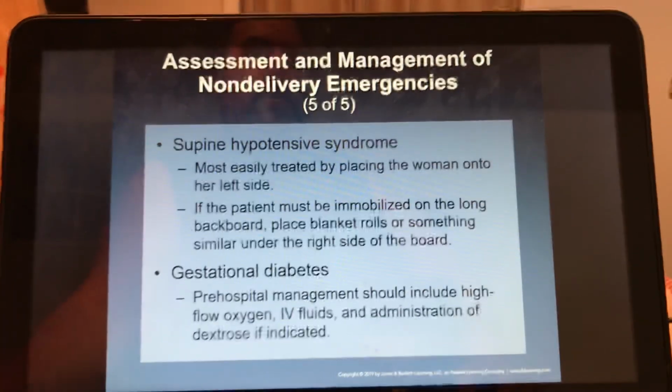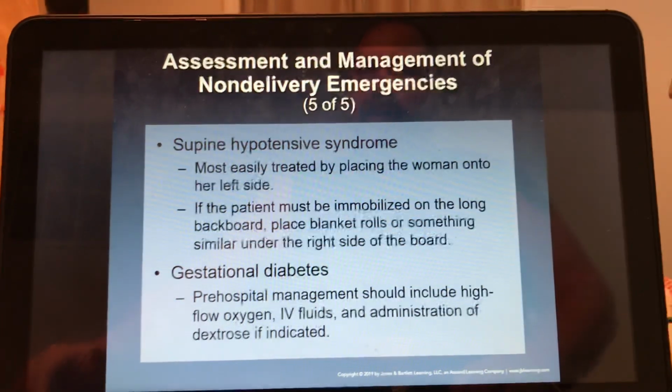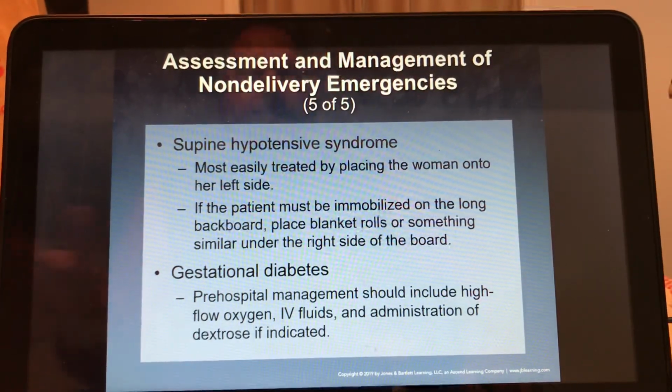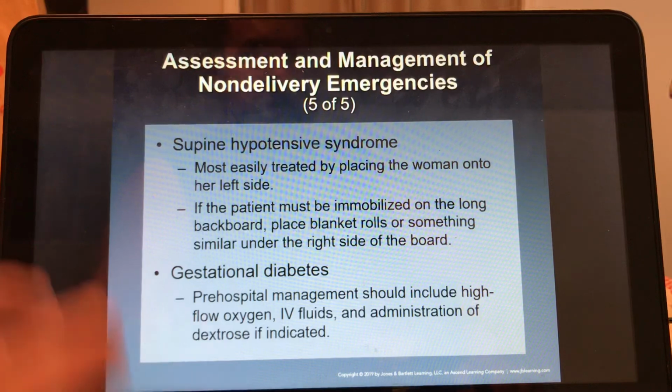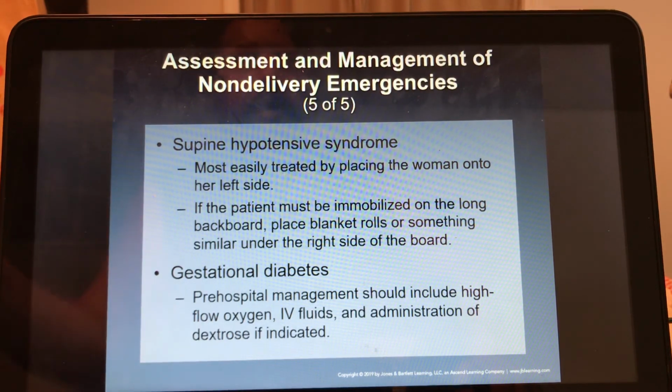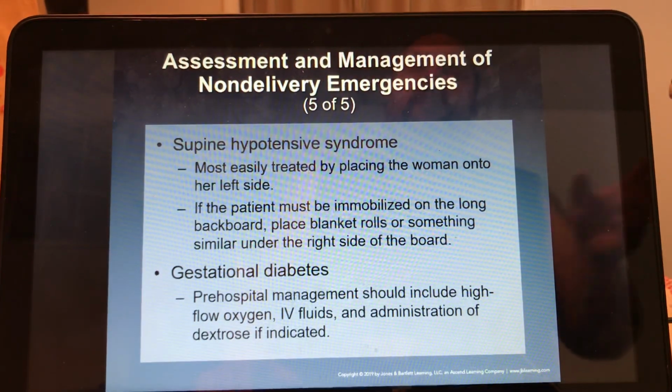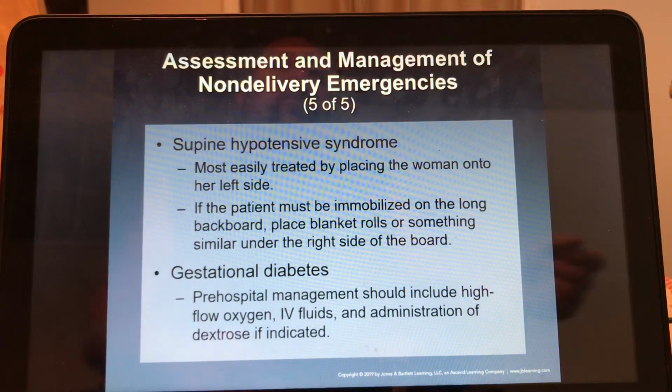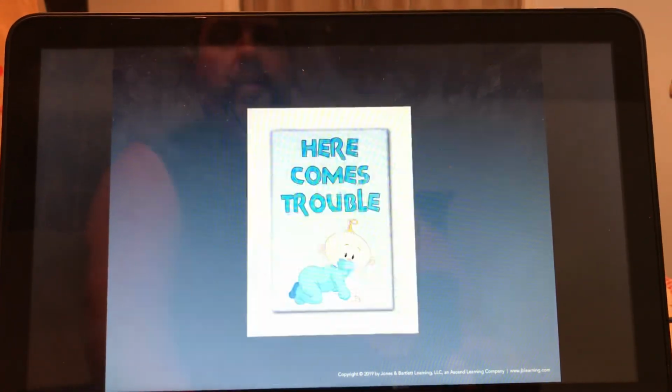Supine hypotensive syndrome, I pretty much told you how to handle that, like put them on their left side. Gestational diabetes, you kind of just treat it like normal diabetes. Sugar's high, start some fluids. If it's low, you might be able to do some oral glucose, or you may have to give some D50 or some D5, something like that, whatever you carry.